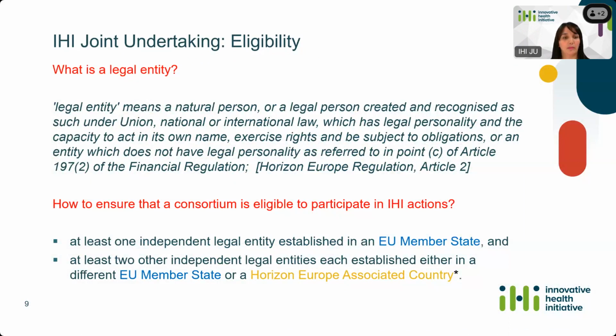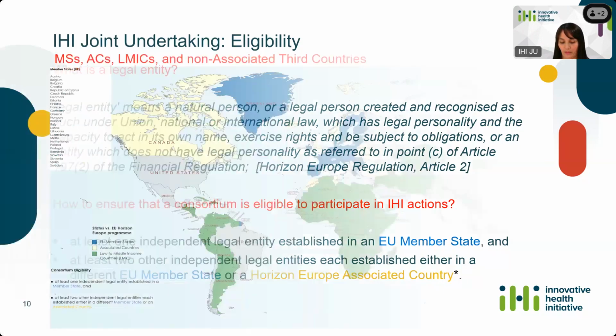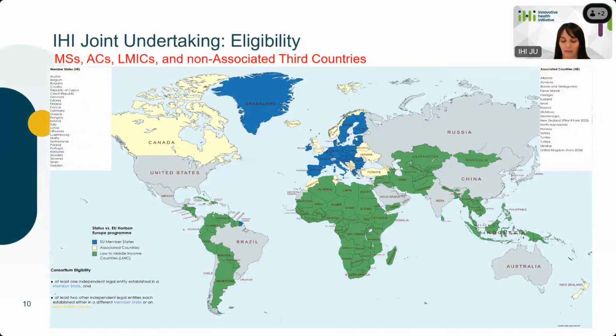So for a consortium to be eligible to participate in an IHI action, it basically needs to be a collection of legal entities, and at least one of those independent legal entities has to be established in a member state, and at least two other independent legal entities, each established either in a member state or Horizon Europe associated countries. So we'll get on to member states and associated countries now with this slide, which is color coded.